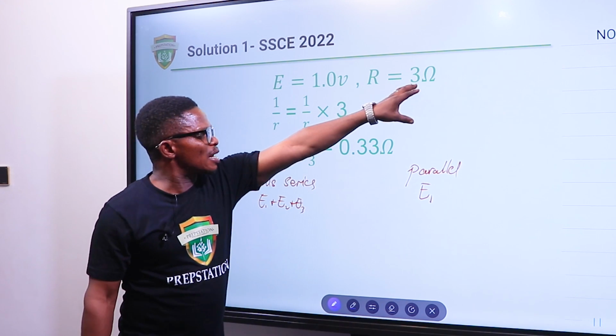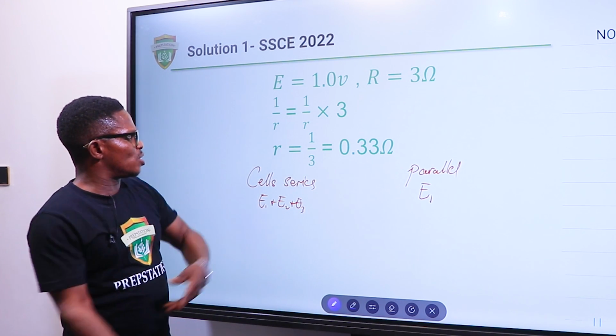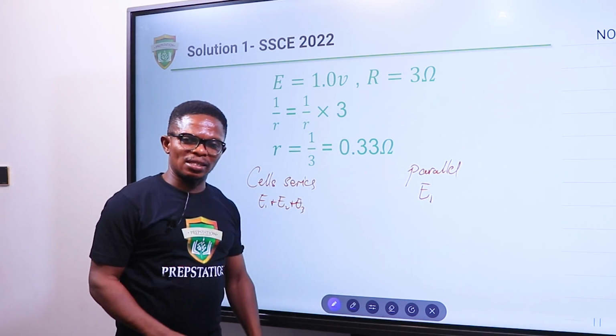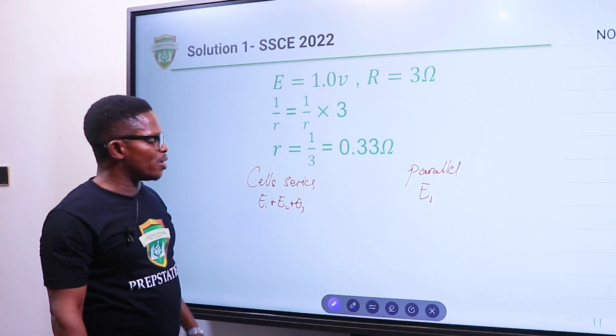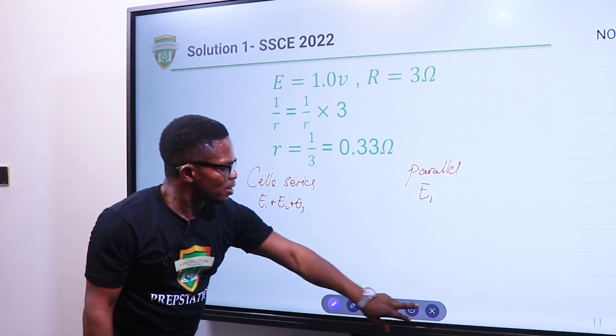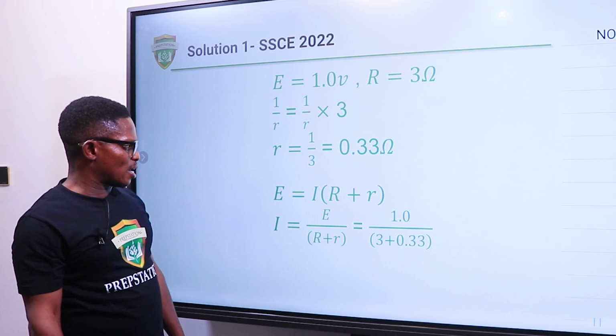Okay, so external resistance is 3 ohms, 1 over R. Now, why did I do this? Because the resistors' values were the same. So if I can find the value for 1, then I've equally found the value for the 3. Is that okay? All right, so let's continue and let's see how this was finally solved.